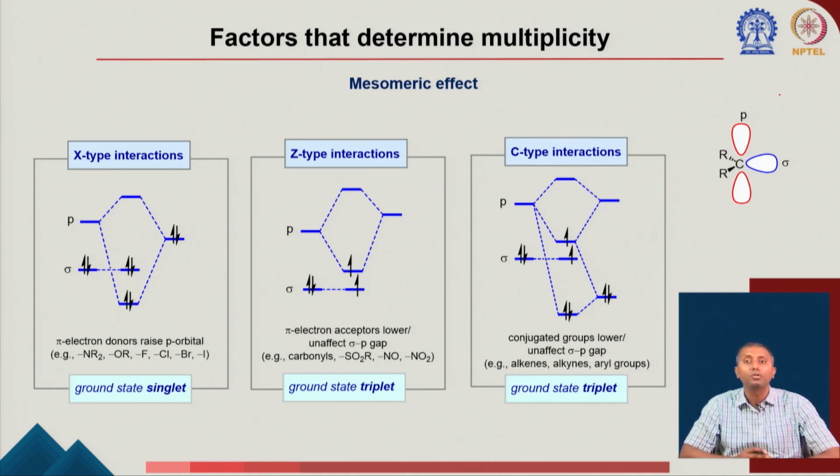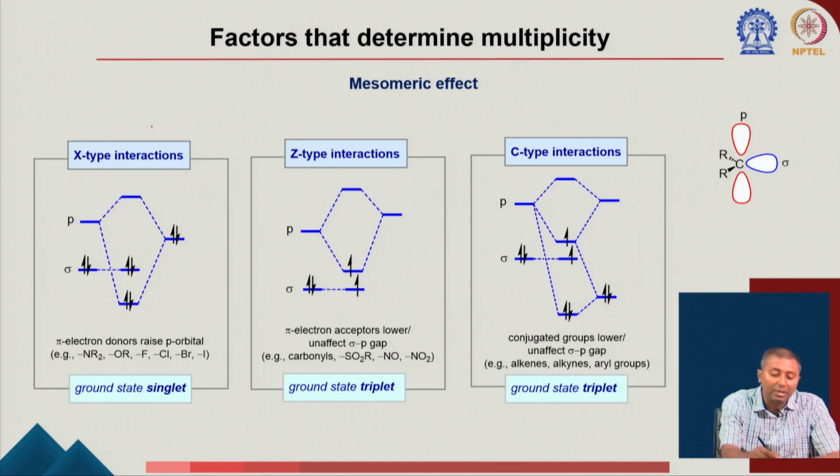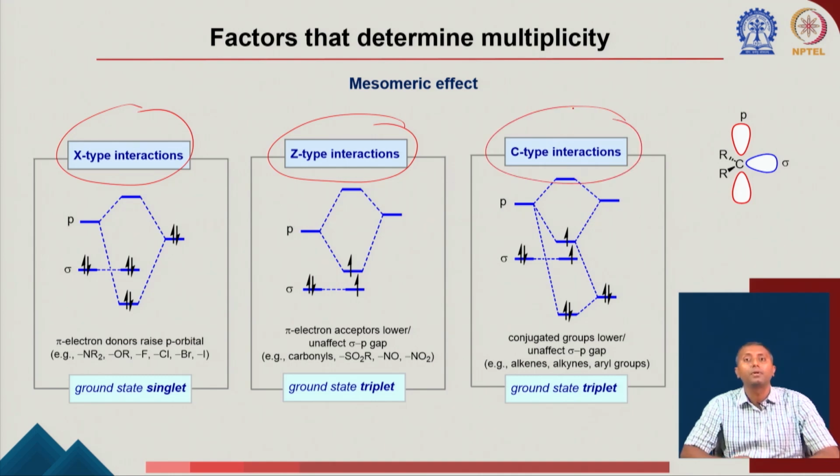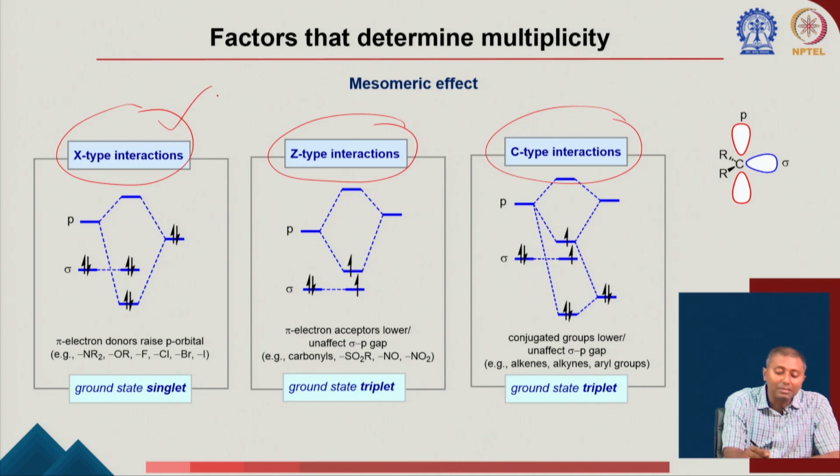Okay. So now I am going to tell you that, based on the different types of groups around this carbene, meaning those 2 substituents, we can classify them into 3 different types of interaction. One is X type interactions, Z type interactions, and then C type interactions. So what is happening here? In the X type interactions, we are talking about carbenes like CCl2, or CF2. So we are talking about this type of carbene here.